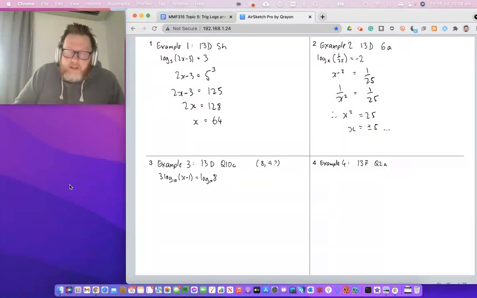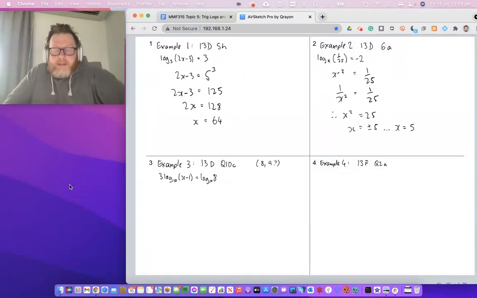And I haven't explained this to you before, but if you remember with our exponent graphs, a couldn't be a negative number for reasons that I went into at the time. Similarly here, log base a, the a can't be a negative number either. So although x is equal to positive or negative 5, x must equal 5, as it can't equal negative 5, as log base negative 5 does not exist.